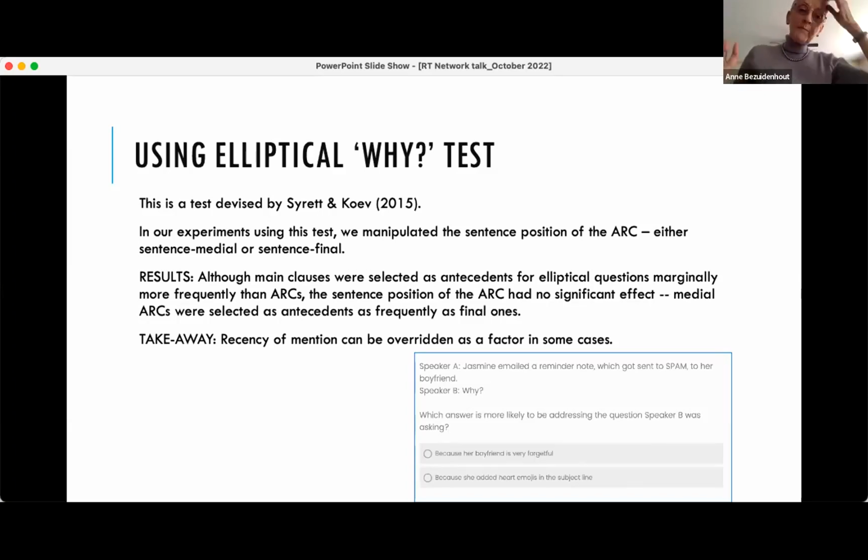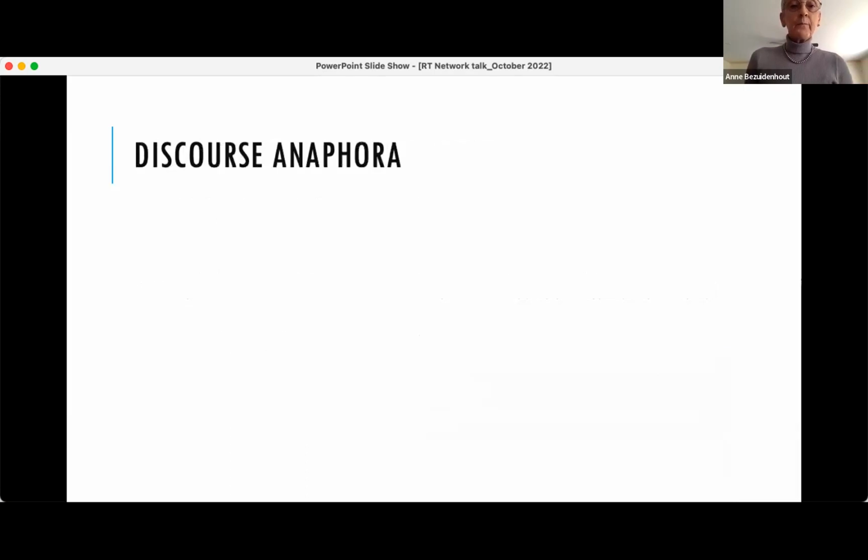And what we found is that main clauses, as in all these experiments I've mentioned so far, tend to be selected as antecedents for elliptical questions marginally more frequently. However, sentence position, which was the main thing we were manipulating here, whether the arc was sentence medial or sentence final, had no significant effect. Medial arcs were selected as antecedents as frequently as final ones. So the takeaway here is that recency of mention, if there is an effect for this, can be overridden as a factor in some cases.